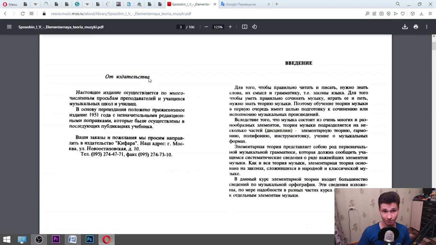От издательства means from the publisher, the place where this book was published. Настоящее издание осуществляется по многочисленным просьбам преподавателей и учащихся музыкальных школ и училищ. It means настоящее издание, this publication, осуществляется по многочисленным просьбам. It means that this publication is made by requests of different teachers and students in musical schools and colleges.